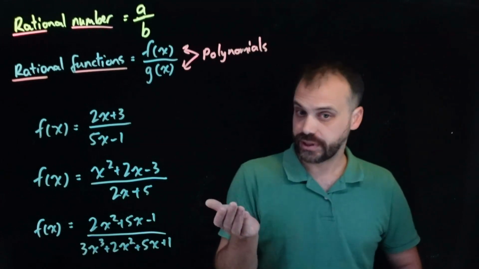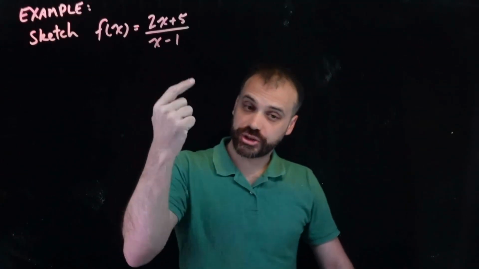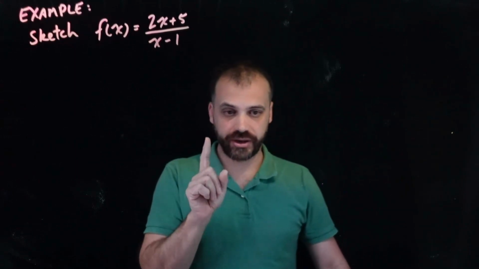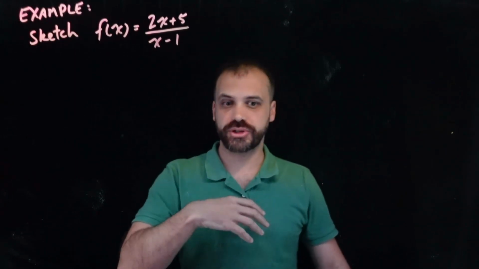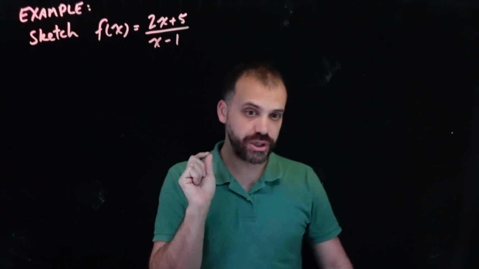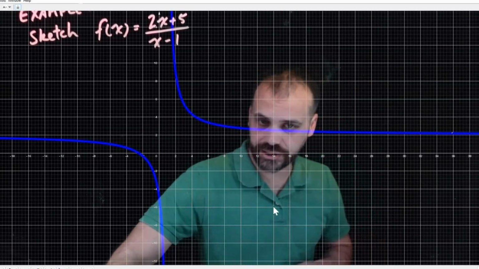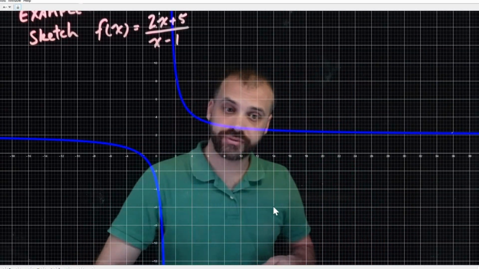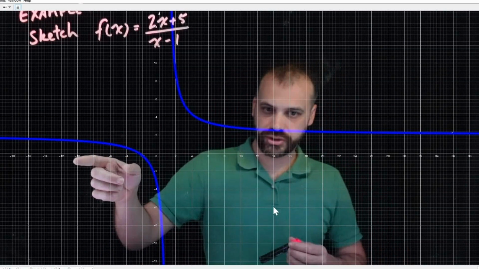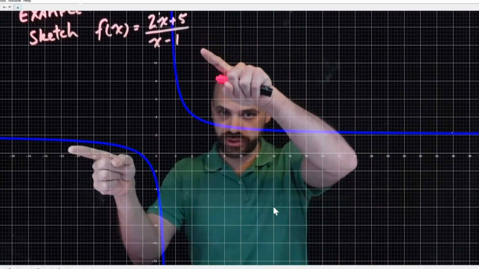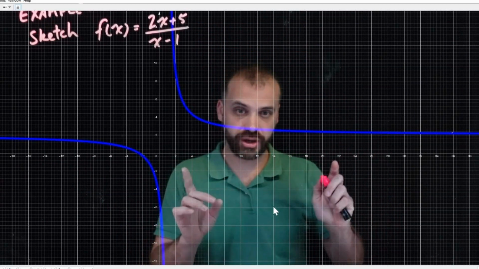So let's get started. So we're going to sketch this rational function here, 2x plus 5 over x minus 1. Now, I want to cheat and I want to do it using GeoGebra first, so we know where we're going to get to. Okay, so I've sketched it, and I've got to say it's a little bit surprising and a little bit familiar looking. So there's our y-axis, there's our x-axis, and we've got this hyperbola thing going on.